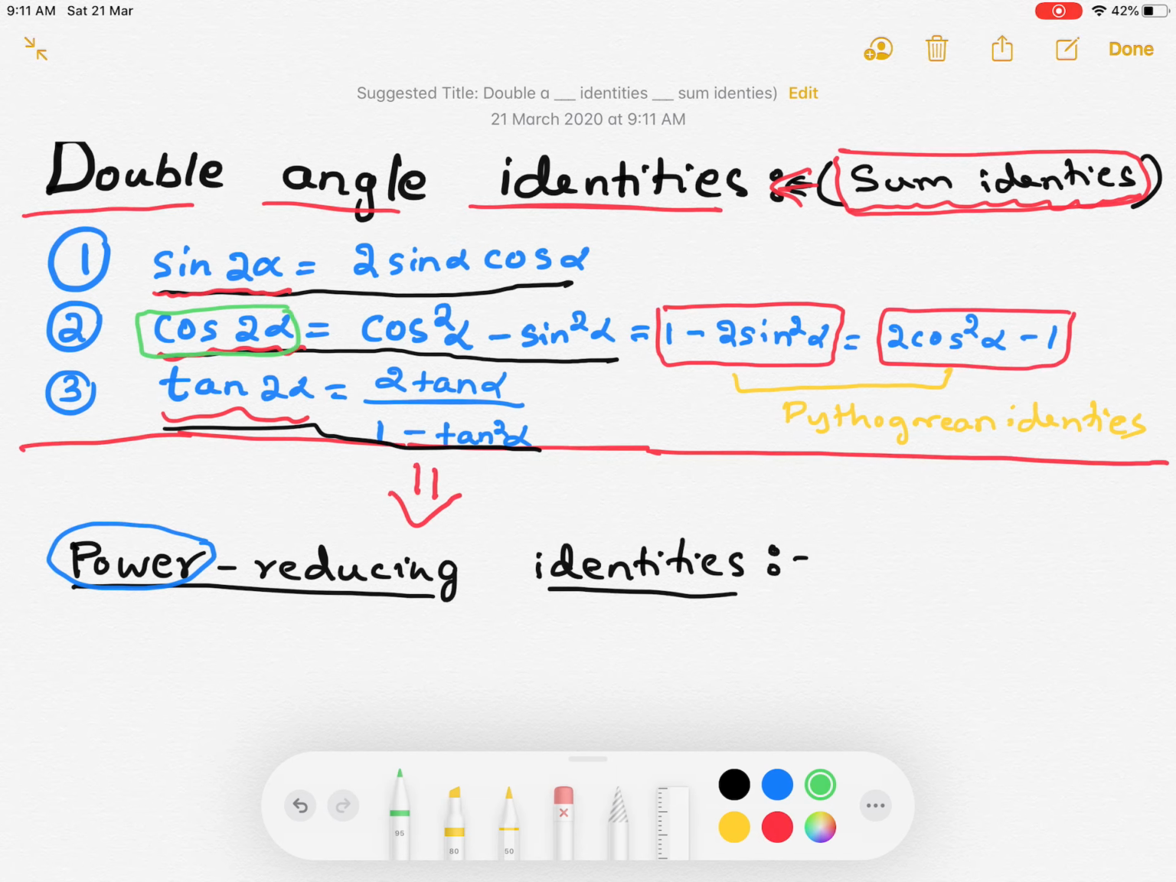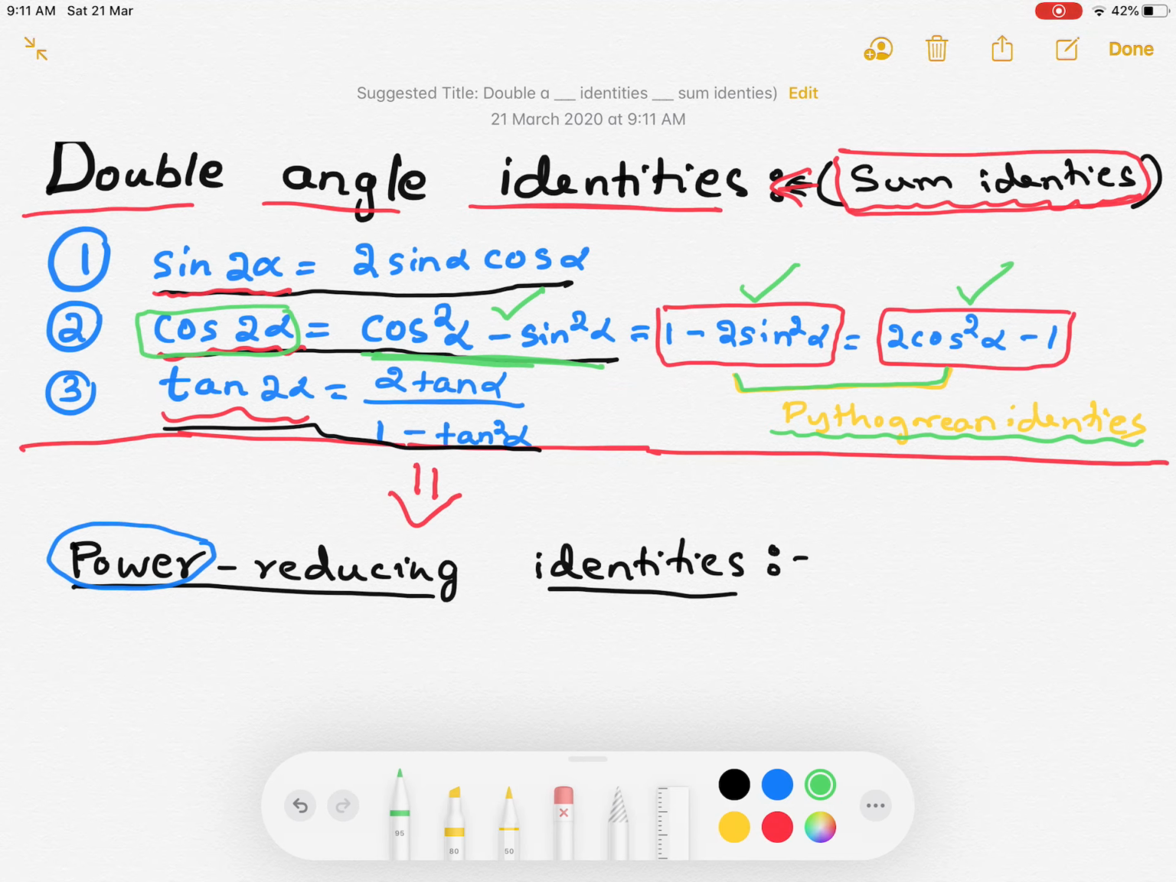But for the cosine 2 alpha, we know we have three formulas. This formula we can get from some identity, but there are two more formulas which we got from the Pythagorean identities. Just watch that video, the first one, to see how to get the double angle identities.